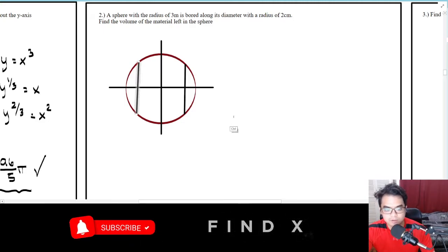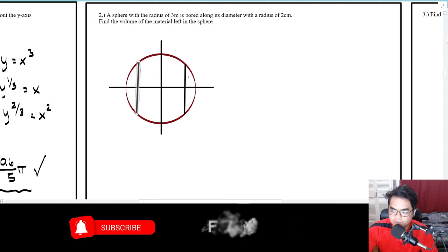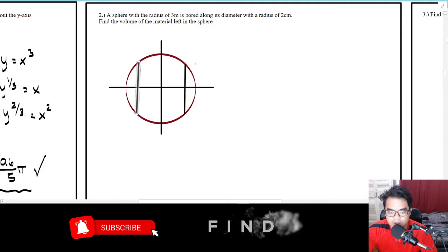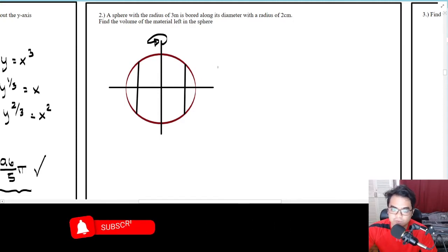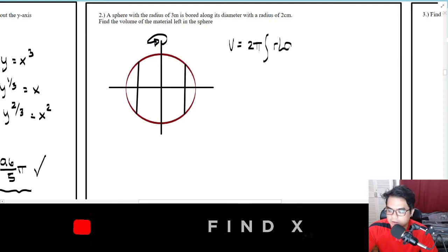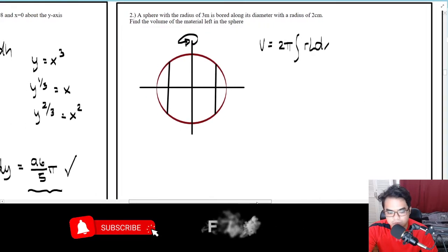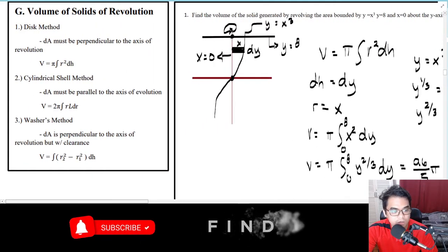As you can see, since it is bored along its diameter, that will also be the axis of revolution. So the axis of revolution will be here. In this case, we can use the cylindrical shell method. For the cylindrical shell method, we'll have V is equal to 2 pi integral of RL dx. What variable did we use here? dr, right?